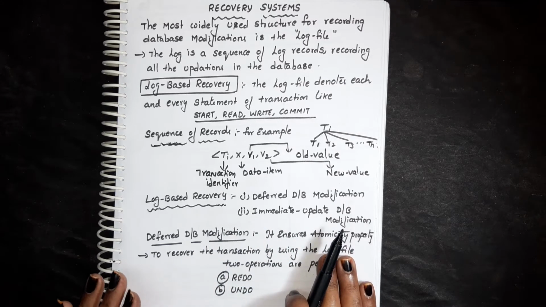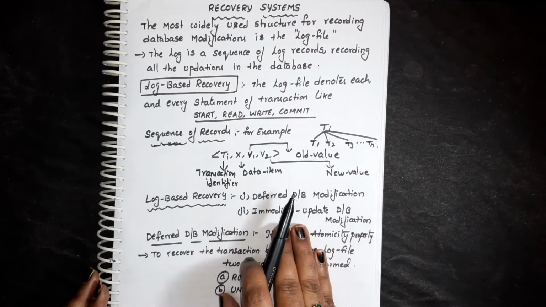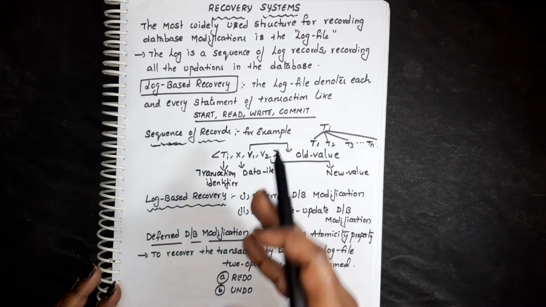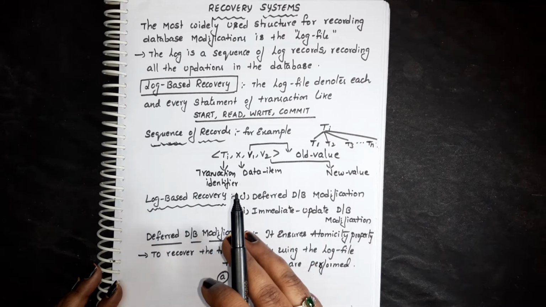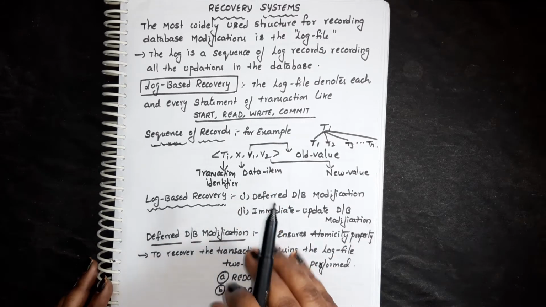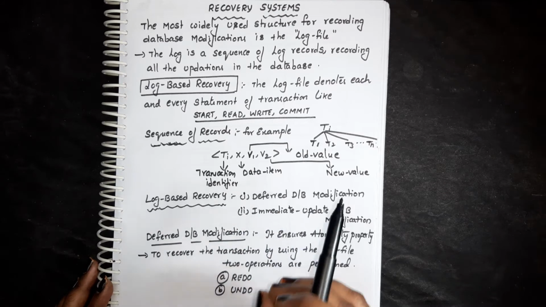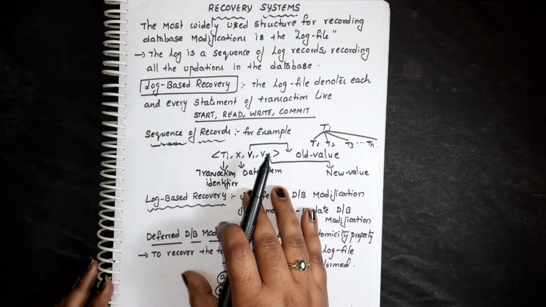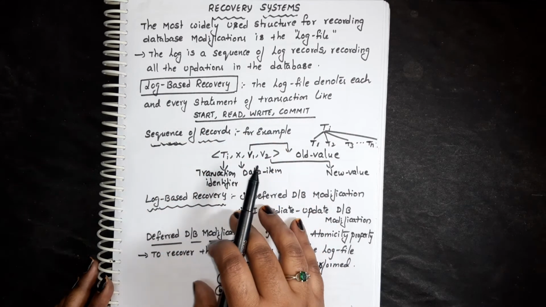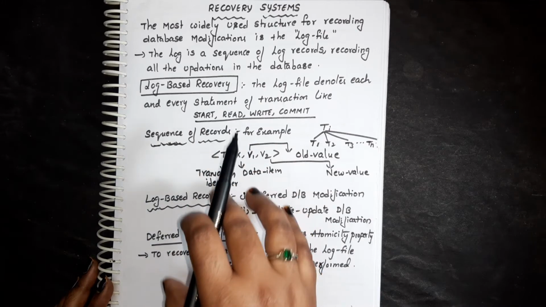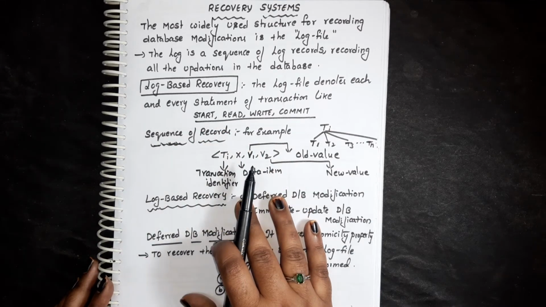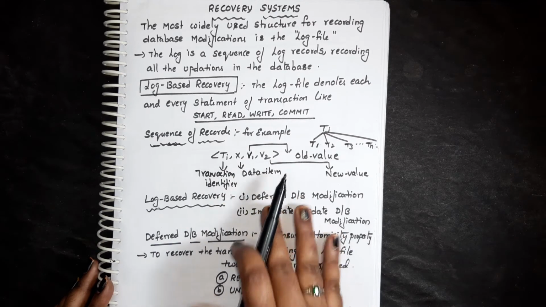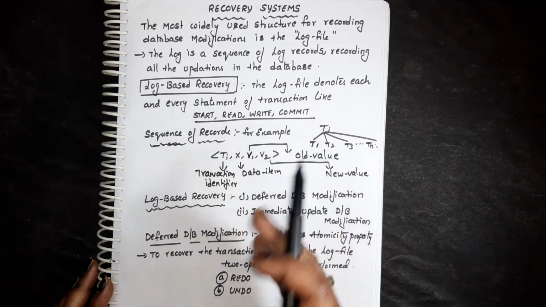Is nothing but by using the log file, which value you can restore, whether you can restore the old value or the new value. So here in this case you are going to identify when the transaction is going to fail: at the time of start of the transaction, or at the time of read operation, or write operation, or commit operation, or at the end of the transaction. In which state the failure is going to occur. Based upon that, how you can recover.